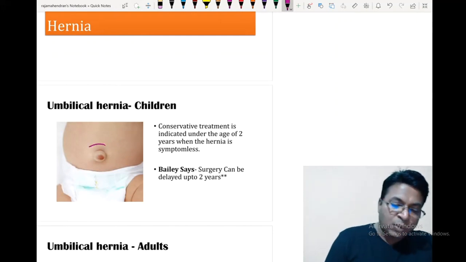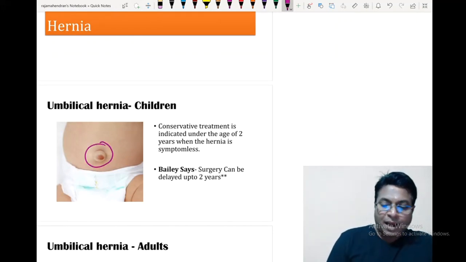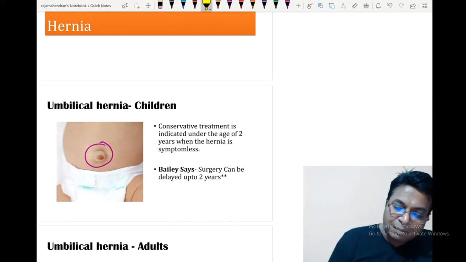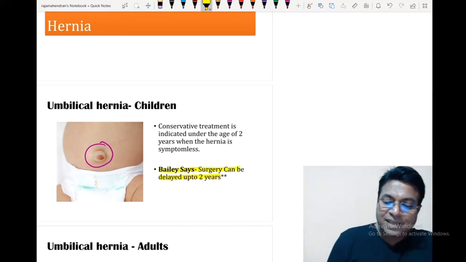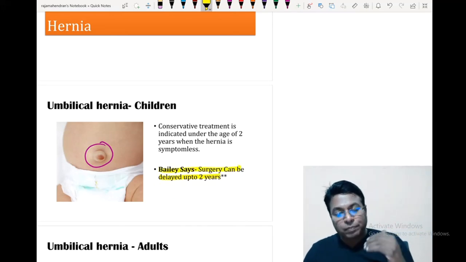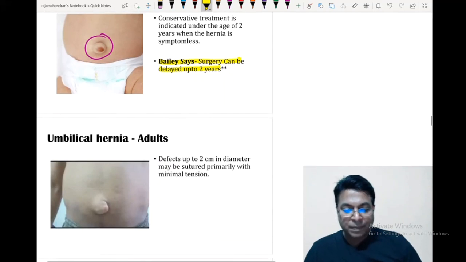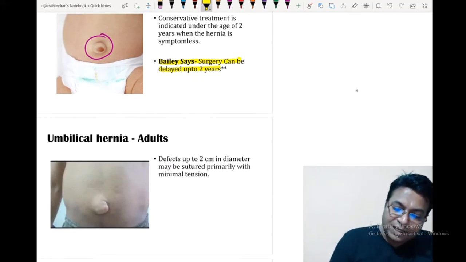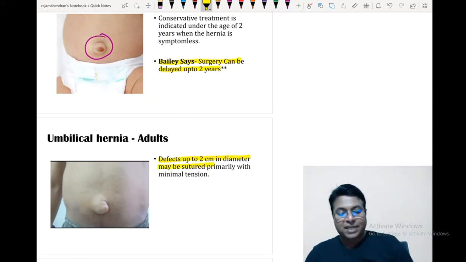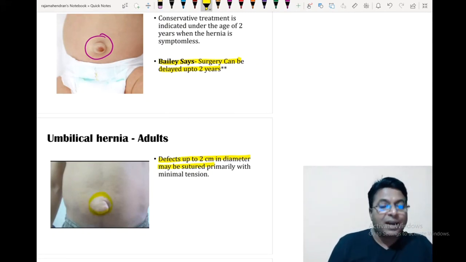So this is a picture showing you an umbilical hernia in a child. In a child, surgery can be delayed up to 2 years. Bailey says up to 2 years we can postpone the surgery for children. And in adults, a defect up to 2 centimeters may be sutured. So this is an adult patient with an umbilical hernia. We have to do suture or we have to keep a mesh.